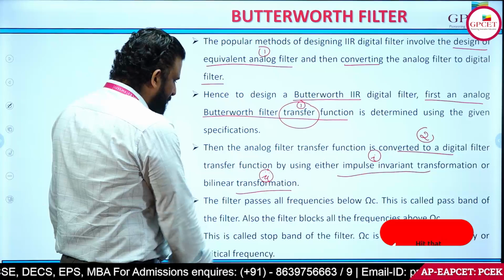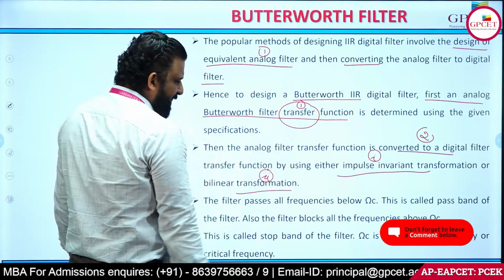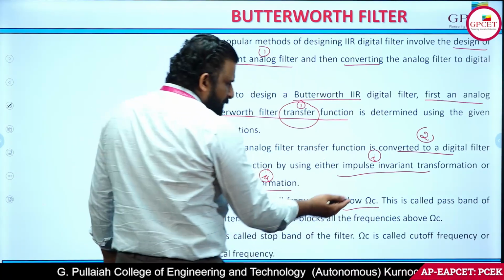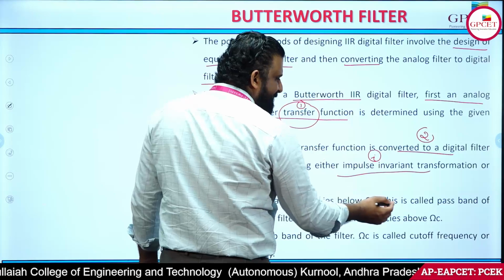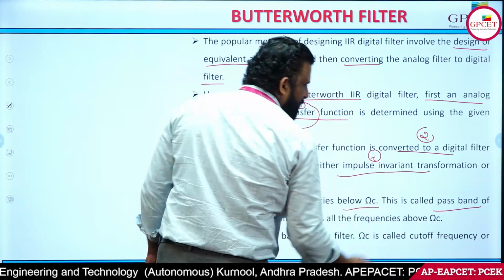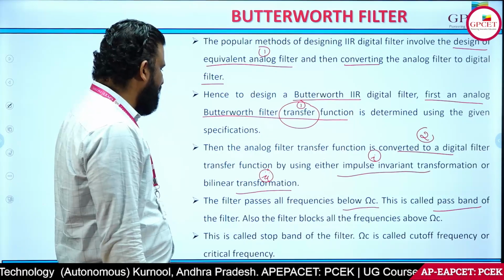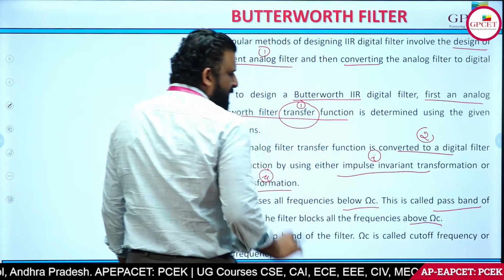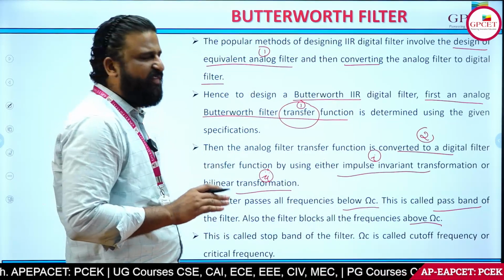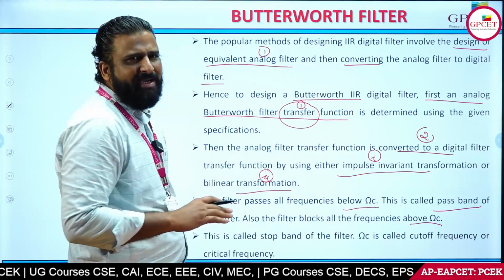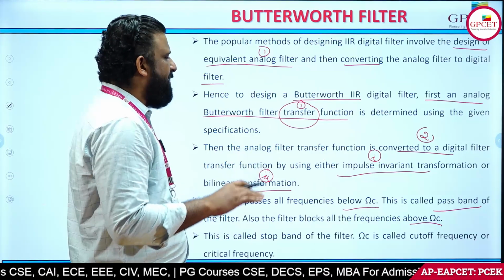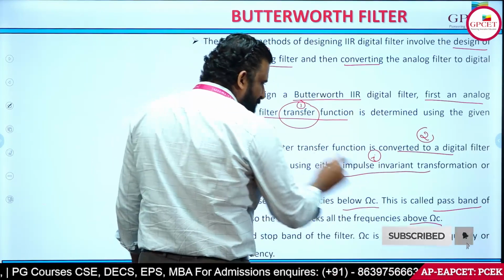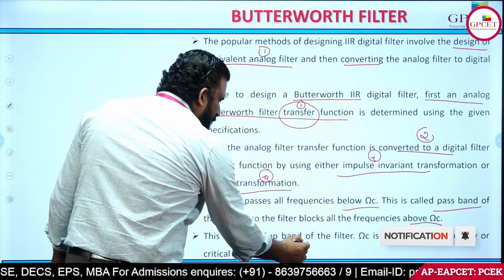So here you can see a small thing. The Butterworth filter passes all the frequencies which are below omega c. The region where it passes the frequencies below omega c is called the passband of the filter, and it blocks all the frequencies above omega c. That means it only passes the frequencies below the cutoff frequency. So the blocked region, greater than omega c, is called the stop band.